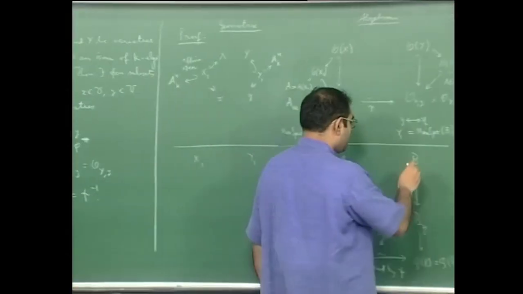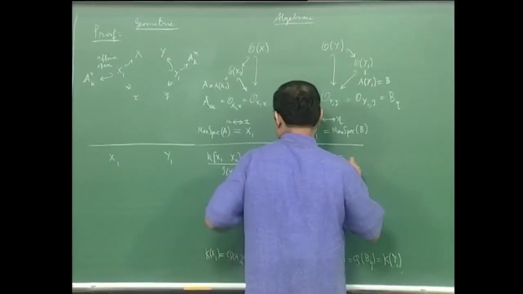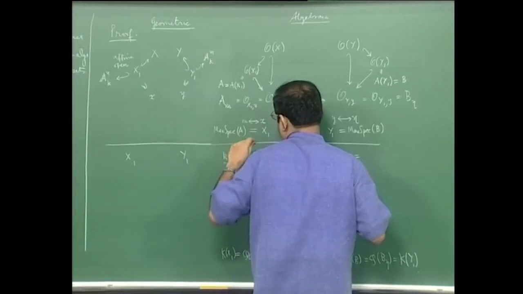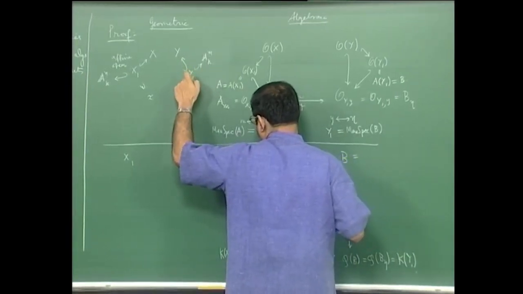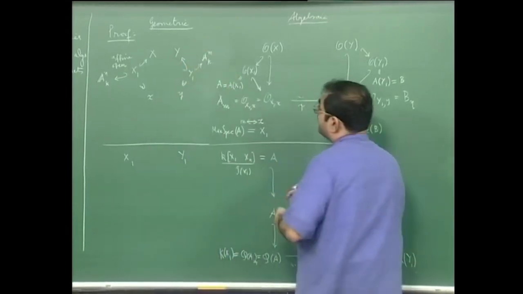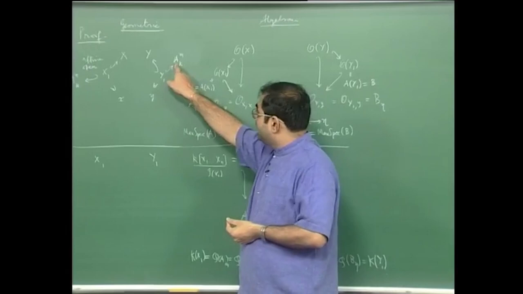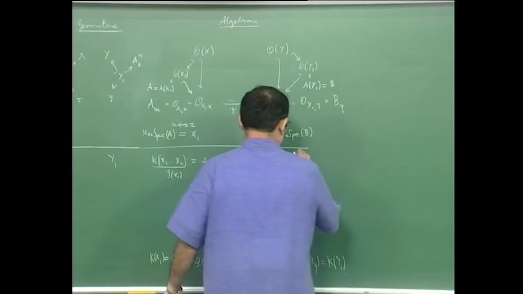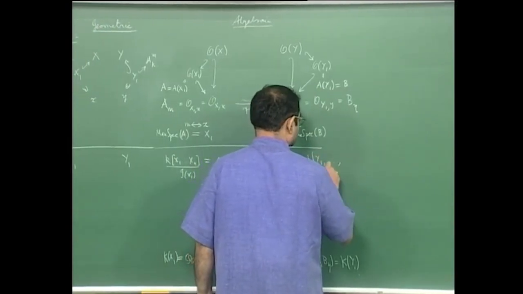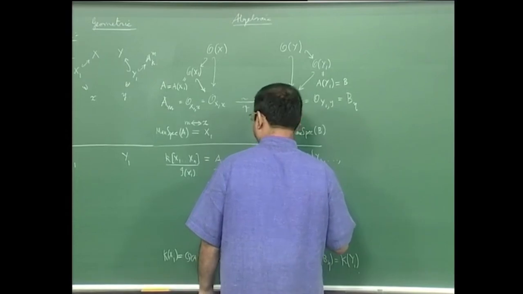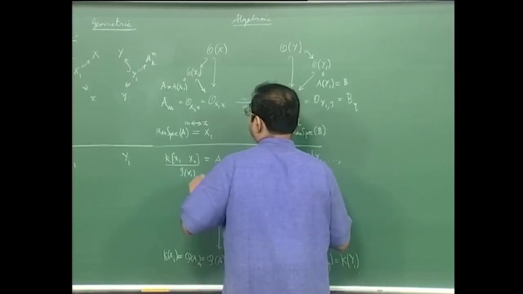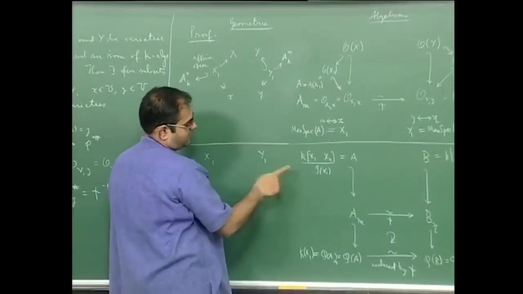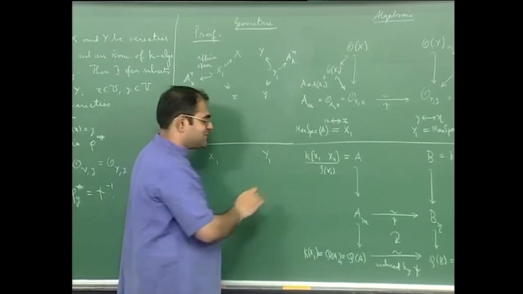And similarly B is the affine coordinate ring of y1. Y1 is embedded in AM. So B, which is the affine coordinate ring of y1, is just the polynomials in M variables restricted to y1, and that's given by k of y1, etc. Okay. So there's a conflict of notation somehow. My x1 is also a variety and my x1 is also a variable, so it's a pity.